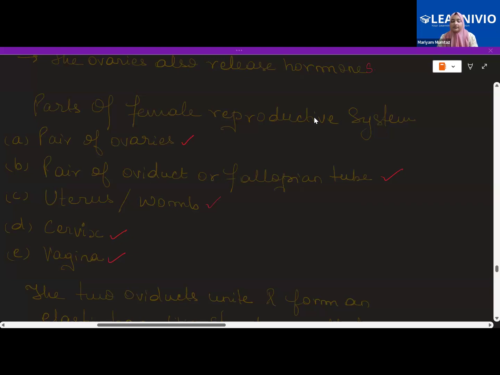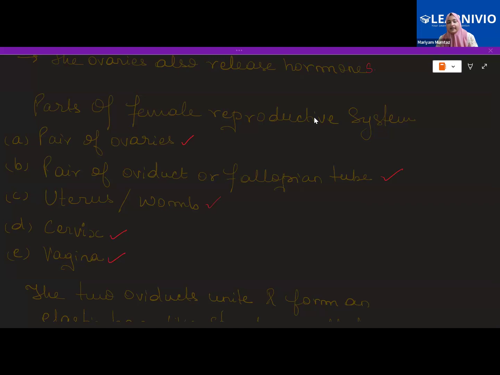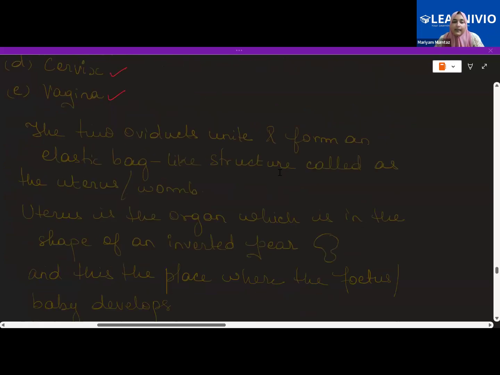The duct system in the case of human females is called the oviduct or fallopian tubes. They are also one pair, meaning two of them are there. Then there is a sac-like, pouch-like structure called the uterus, which is also known as the womb. Then comes the cervix, and ultimately the vagina. So these are all the various parts of the female reproductive system.